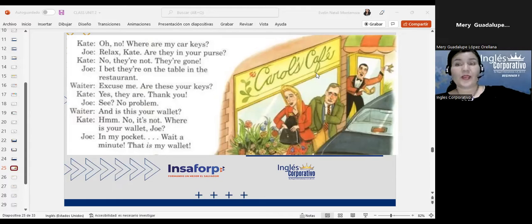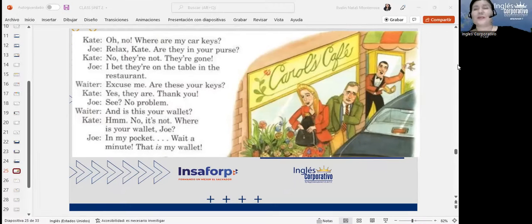Mary? Mary, ¿le llegó la invitación para el grupo? Ahí está. There you go.